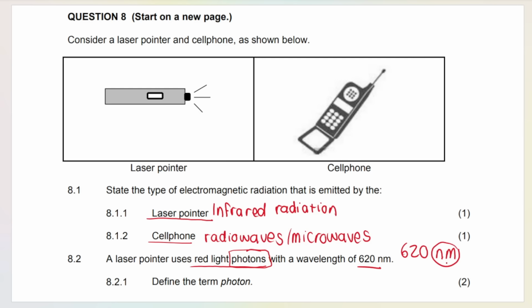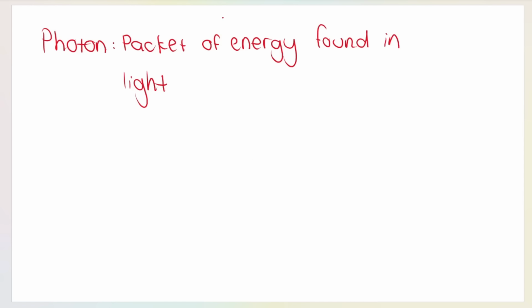But before we jump into our calculation, let's define the term photon. This pops up often in your exams. A photon is a packet of energy found in light. That's your definition. You get 2 marks or you get nothing. You have to say packet of energy.